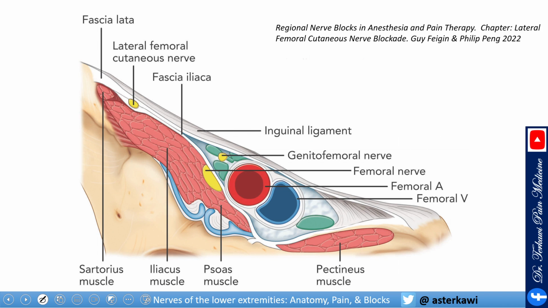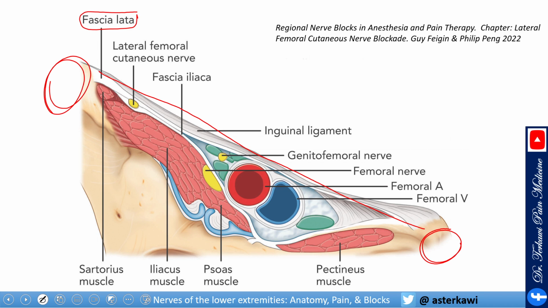So this is another view here, and if you imagine you have the anterior superior iliac spine, here you have the pubic symphysis. And this is the inguinal ligament. So underneath here, there are two important fascial layers. Again, if you remember from the first lecture, the first and most superficial is the fascia lata. So as you see, this is the fascia lata. So this is the nerve under the fascia lata.